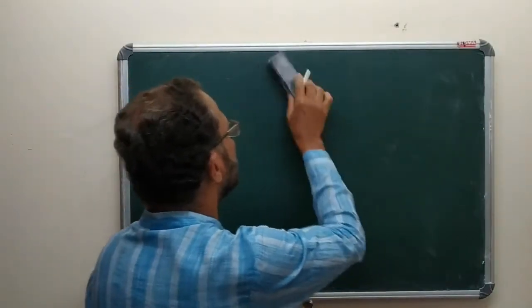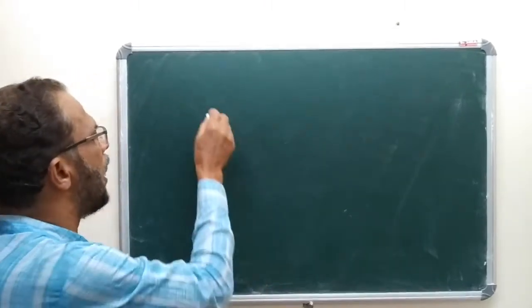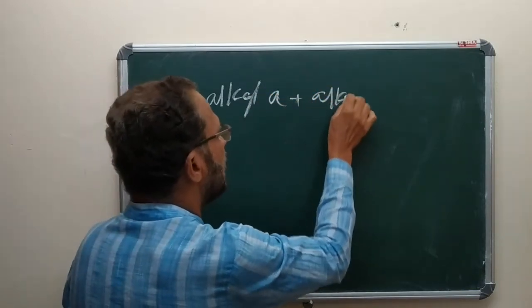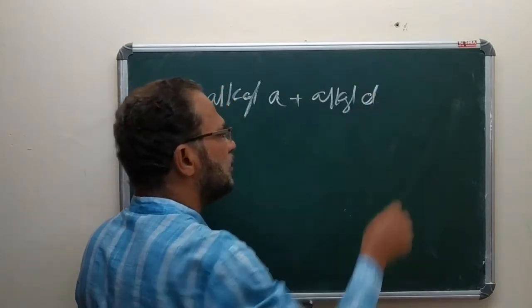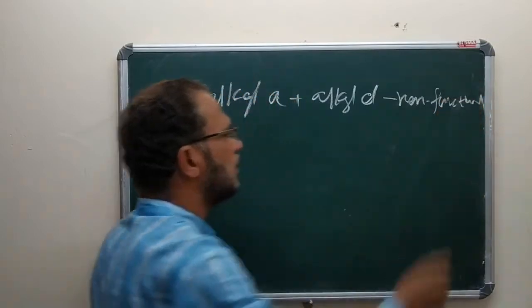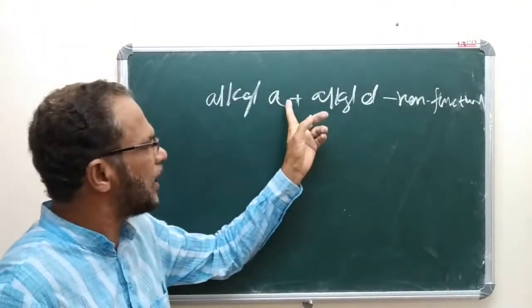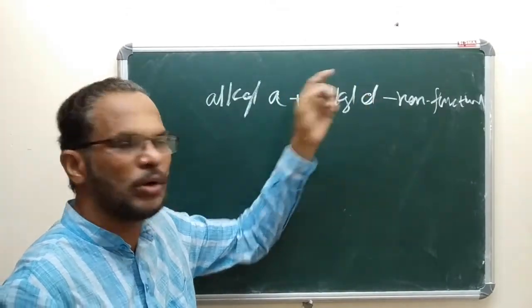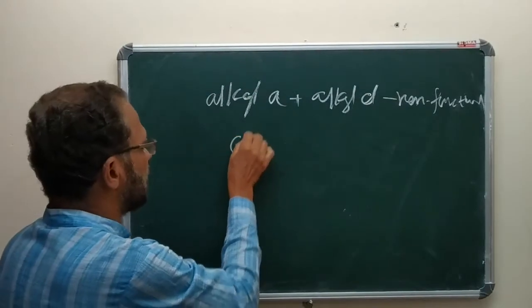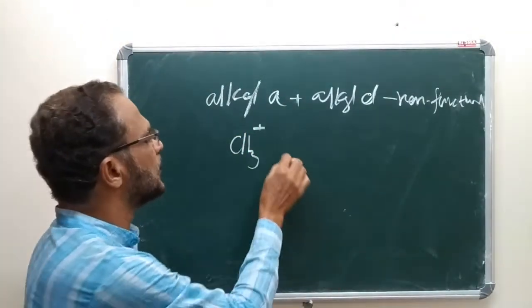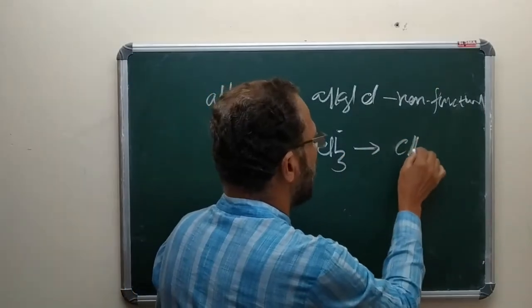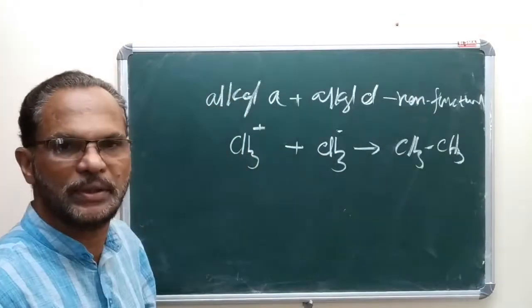For example, consider an alkyl acceptor synthon combined with an alkyl donor synthon. Now the product is always non-functional. That is, an alkyl acceptor synthon combined with an alkyl donor synthon, then the product is always a non-functional one. For example, alkyl acceptor CH3+, alkyl donor CH3-. This will lead to the formation of a non-functional molecule, CH3CH3.